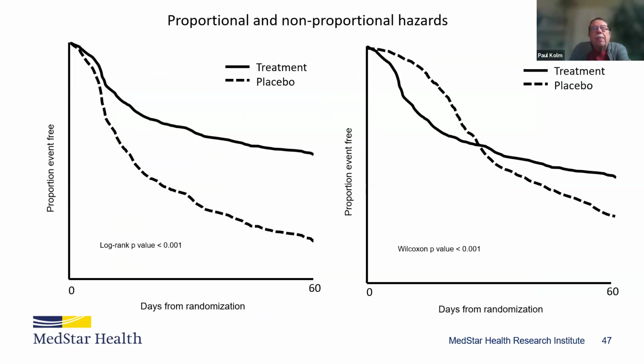Another important concept is whether the hazard rates over time are proportional or non-proportional. The easiest way to see this is by looking at a plot of the survival functions. In the panel on the left, we would have proportional hazards: the survival curves do not intersect. But in the right-hand panel, we would have non-proportional hazards, in that the survival curves intersect.